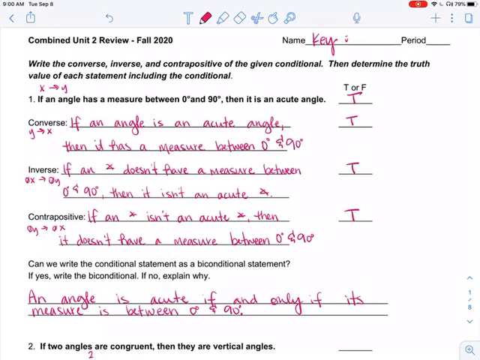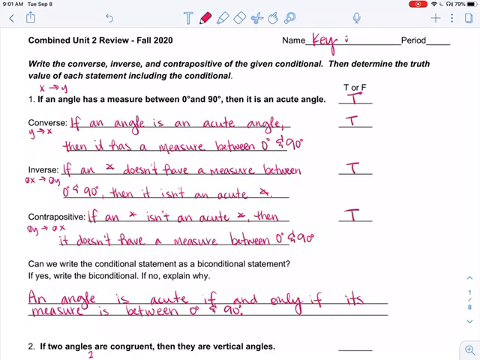Our converse is if y then x, so we're going to flip those around. If an angle is an acute angle, then it has a measure between 0 and 90. Our inverse, if not x, then not y. If an angle does not have a measure between 0 and 90, then it isn't an acute angle. That is true. Our contrapositive, if an angle is not an acute angle, then it doesn't have a measure between 0 and 90, and that is true.